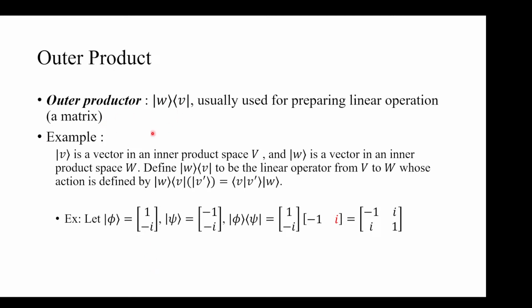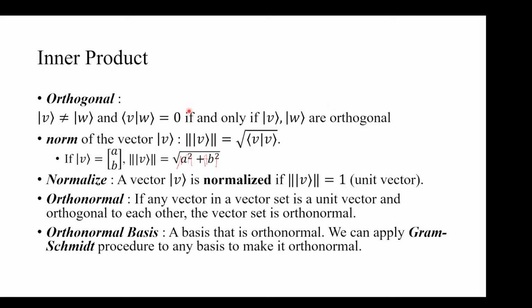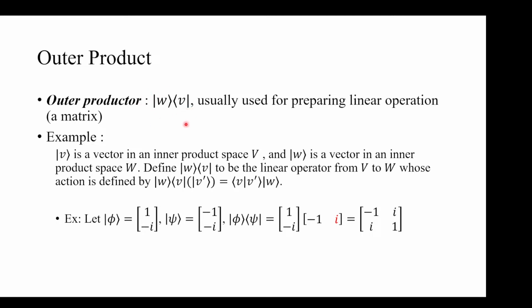So the outer product is written as |W><V|. Once again, like the inner product, you can just think of W as a matrix and V as a matrix, and think of this as a matrix multiplication, and you will get a matrix out of this. You can also think of this as a linear operation. So if |V> is a vector in space V, and |W> is a vector in space W, then |W><V| will be a matrix that maps from V to W.